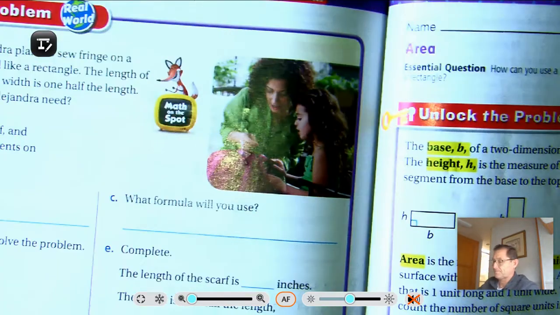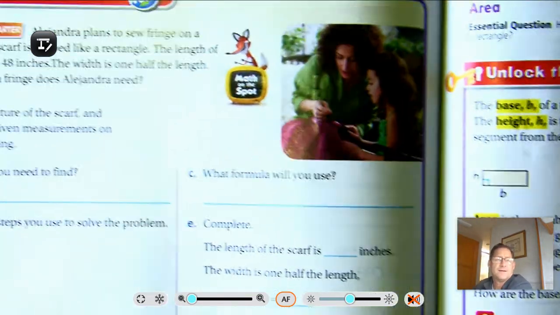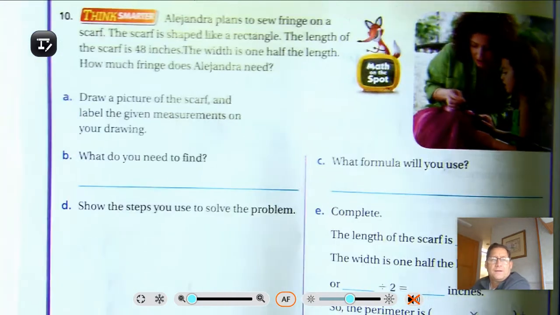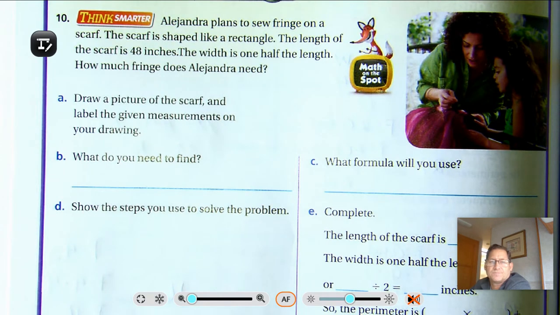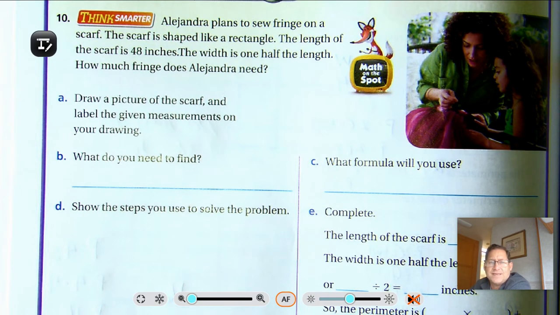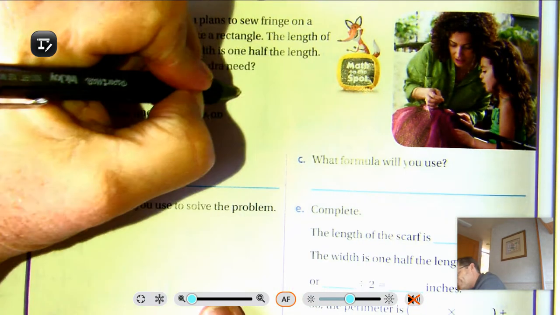Number 10. Alejandra plans to sew fringe on a scarf. The scarf is shaped like a rectangle. The length of the scarf is 48 inches. The width is 1/2 the length. How much fringe does Alejandra need? A. Let's draw a picture of the scarf and label the given measurements on your drawing. Okay, good idea.